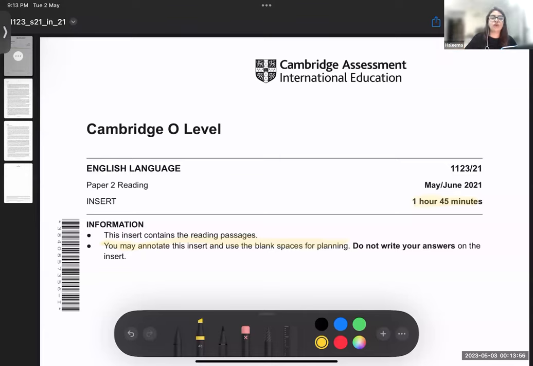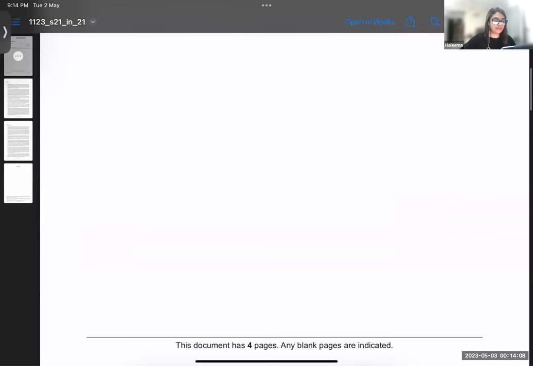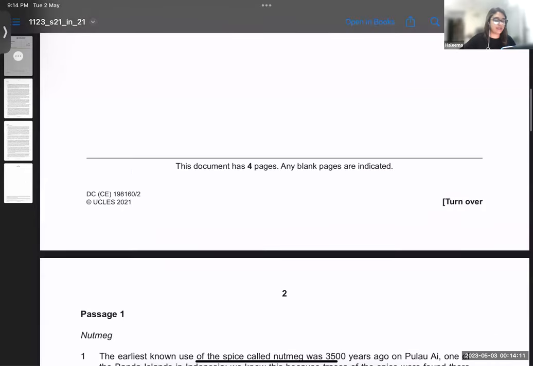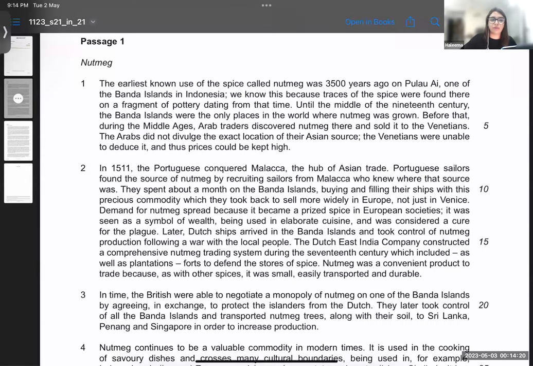So that's one thing that you need to take away from this, that you should be encouraged to highlight in terms of the content points itself. So for example, this is the first passage. It is called Nutmeg. And the idea here is that when you are reading through the passage, you will obviously come across ideas that you think are important. For example, you looked at the topic itself and you saw how the title of the passage itself is nutmeg. So anything about nutmeg itself is something that might be important. Isn't that the case?